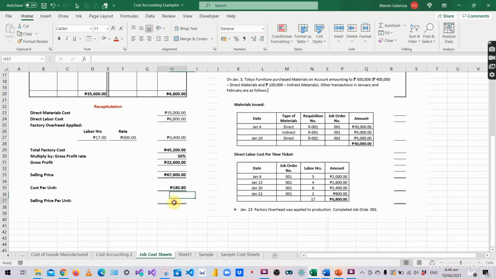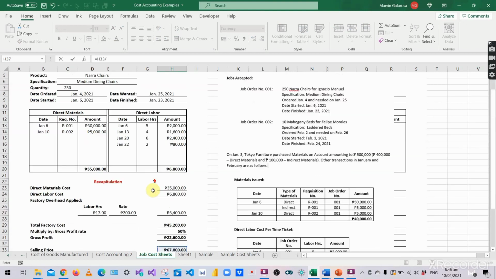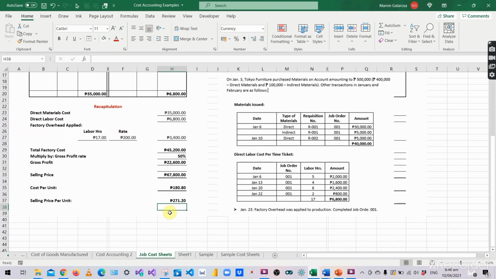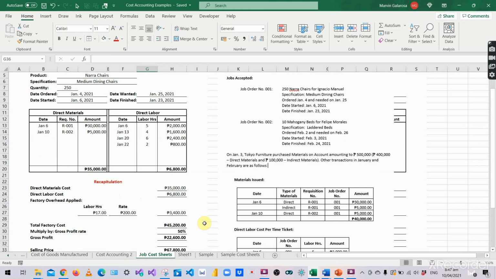Magkano naman yung selling price per unit? This time naman, ang i-divide mo is yung selling price naman. Selling price divided by the number of units. You get 271 pesos and 20 centavos. So that's it for the transactions in January.